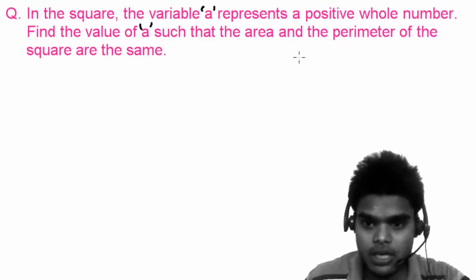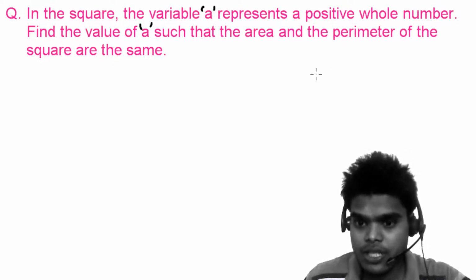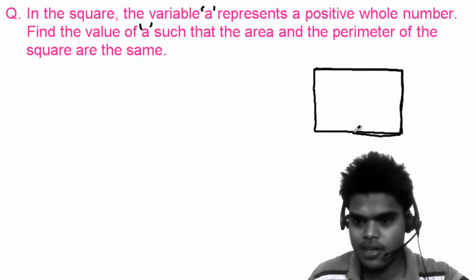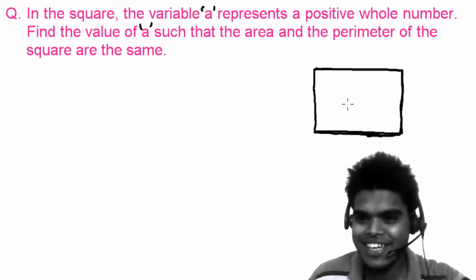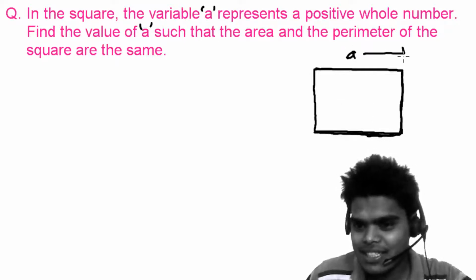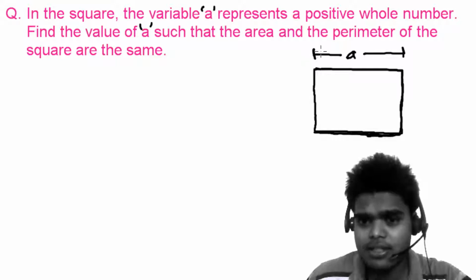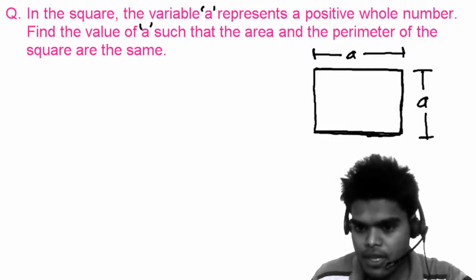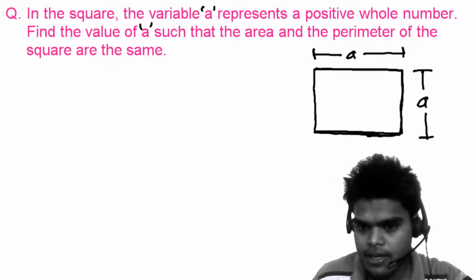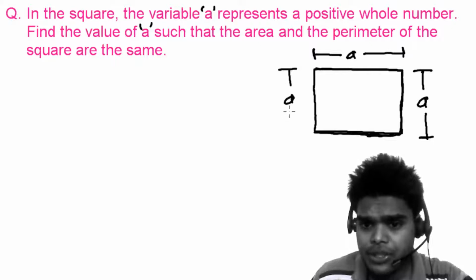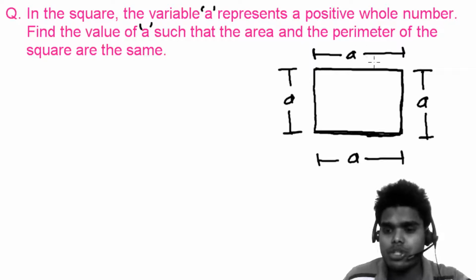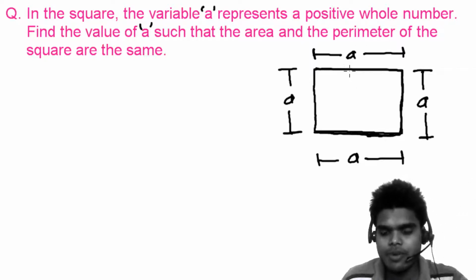Before making you understand this question, I want to draw a square. So this is my world's best square. The side length of the square is a. You know already that every side of the square is of the same measurement, which according to the question here is a. Now the question is saying that in the square, the variable a represents a positive whole number. Positive whole number means it's a positive number, it cannot be negative. The size cannot be negative.